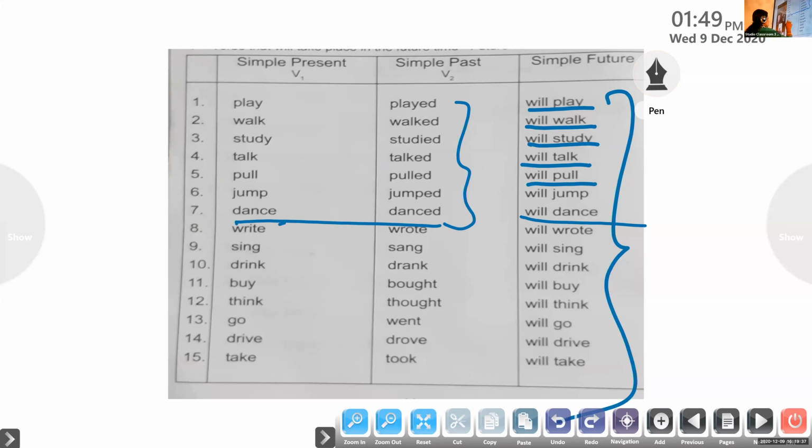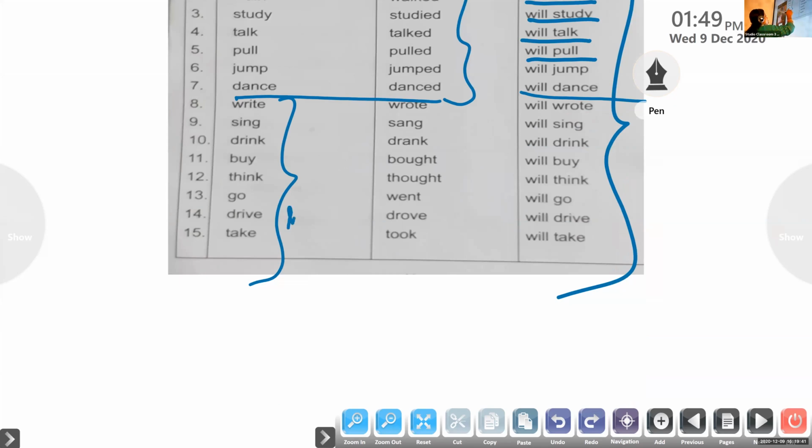Have you noticed these words, children? All these words are irregular verbs. What are they called? Irregular verbs, as I've already told you, all the words don't follow the same rule. So for the irregular verbs, the form completely changes. So for write, it is wrote. Sing, it is sang. Drink, drank. Buy, bought. Think, thought. Go, went. Drive, drove. Take, took.